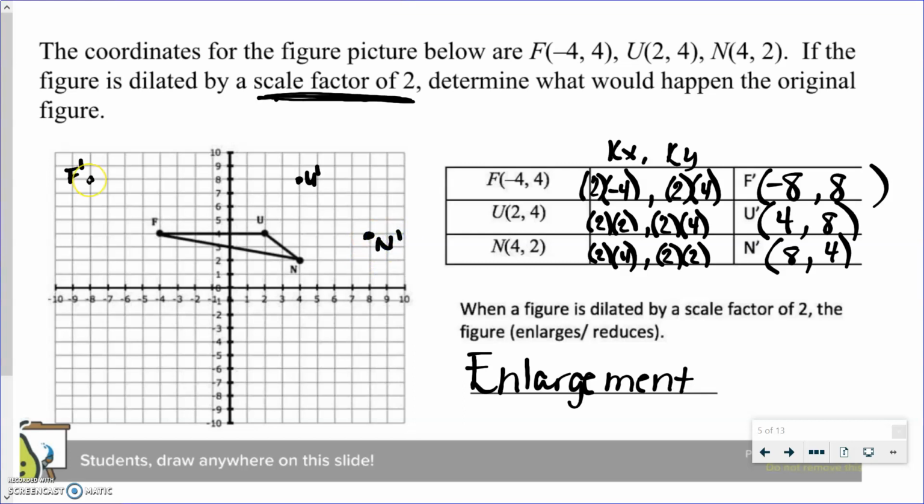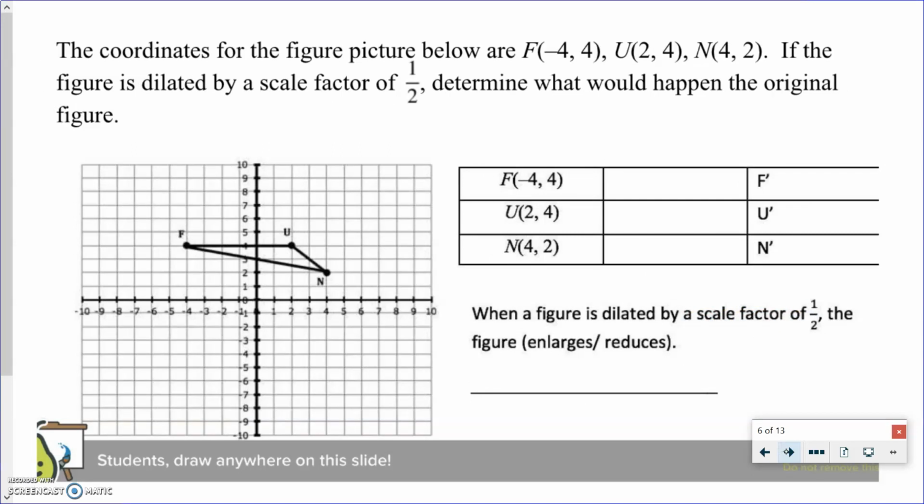And from here, I am going to connect my points to create the triangle. So as you can see, it is the same shape. We just have a larger triangle. It's an enlargement, and it is an enlargement because our scale factor is 2, which means it is greater than 1. Next, let's take a look at our next example.